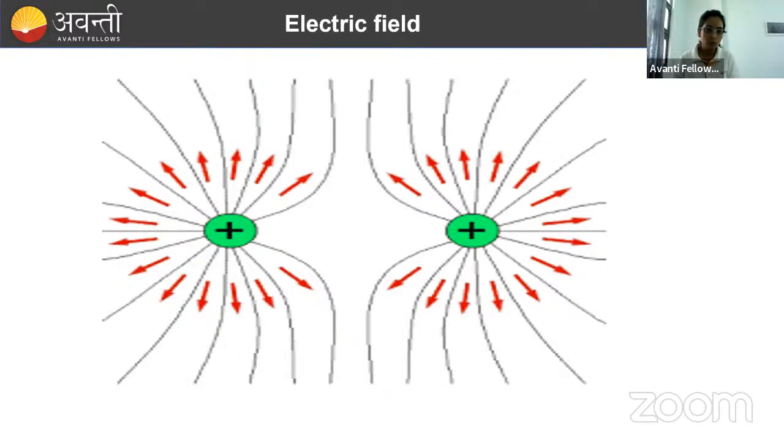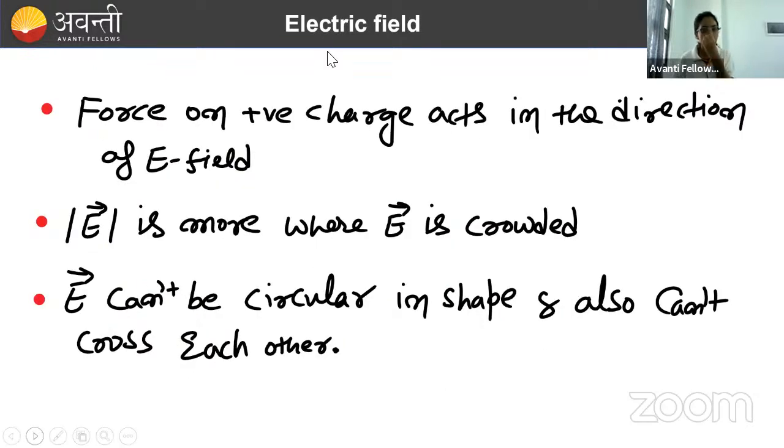Now, one very important thing that we need to remember here is that the force on a positive charge acts in the direction of the electric field. You already know such things, but still it should be in mind while doing the calculation.